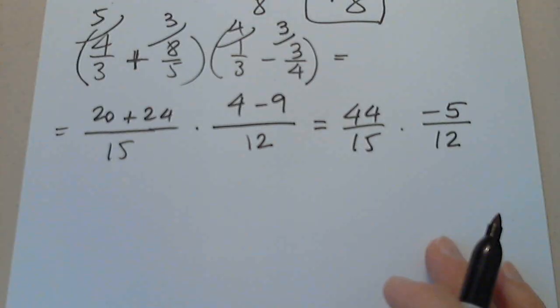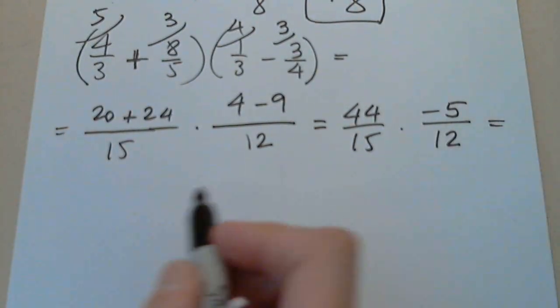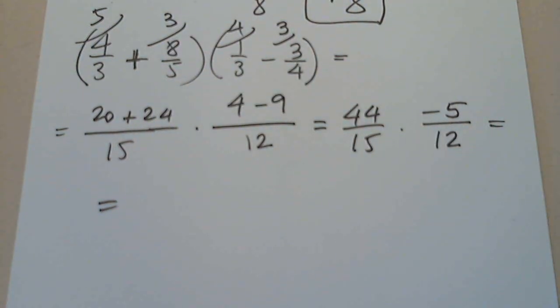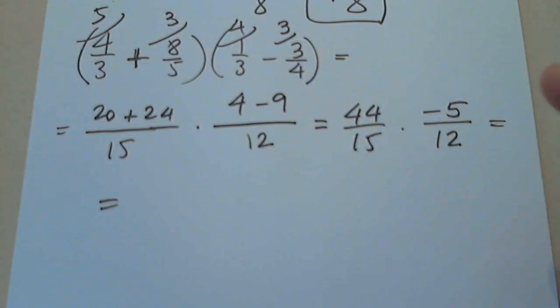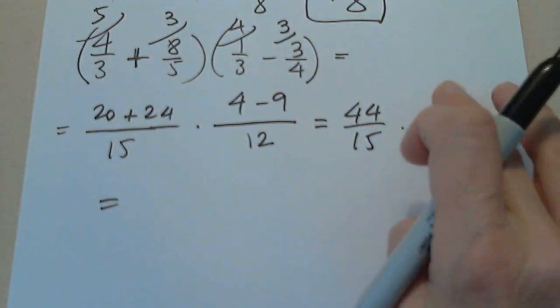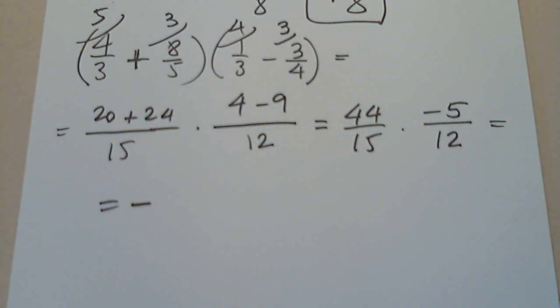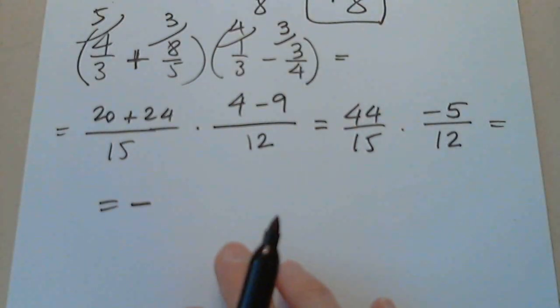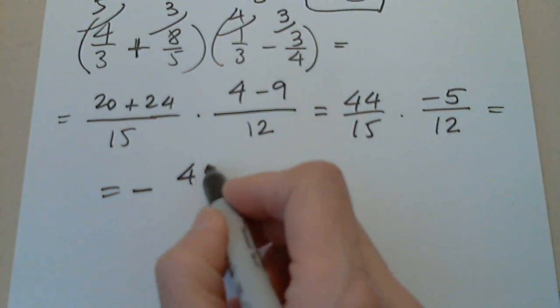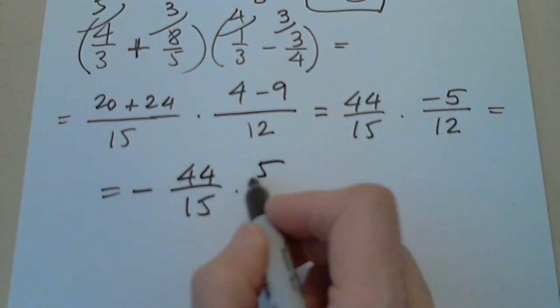First, we will take care of the signs or the resulting symbol. A positive times a negative, because negative over positive will be negative. So this is negative and this is positive. So I have to have negative in front. After I establish the sign, now I have 44 over 15 times 5 over 12.